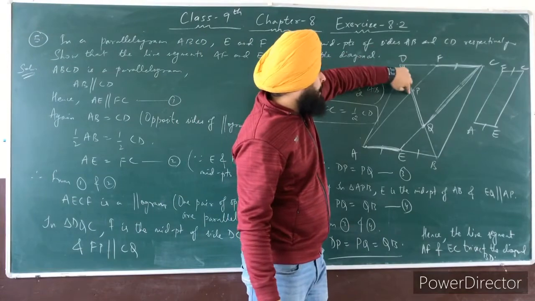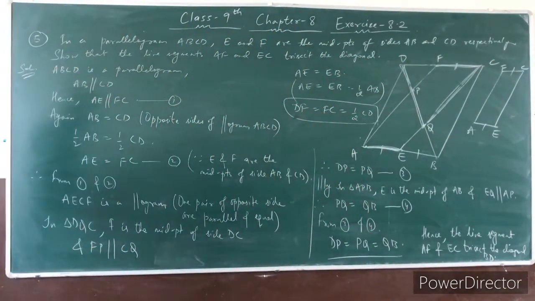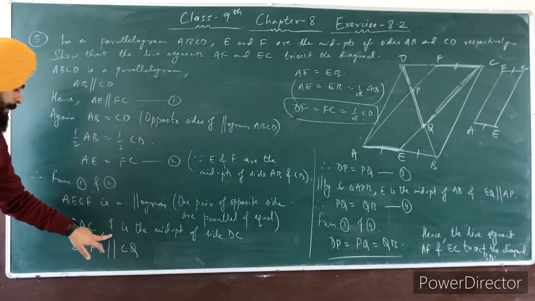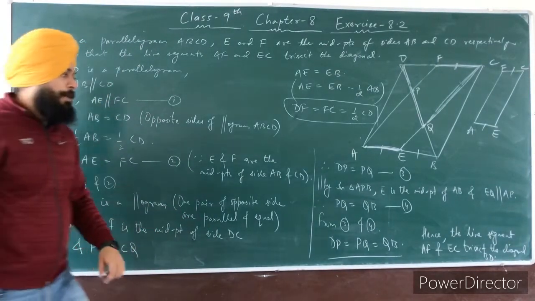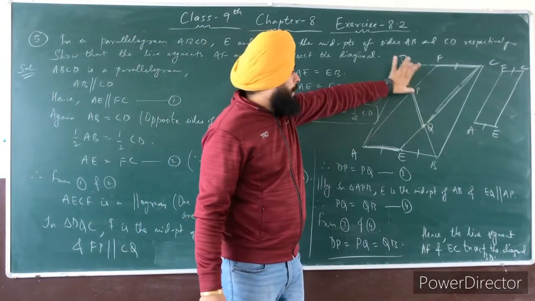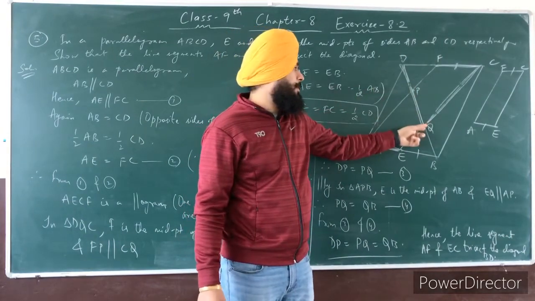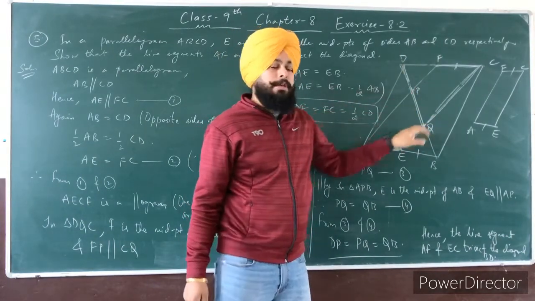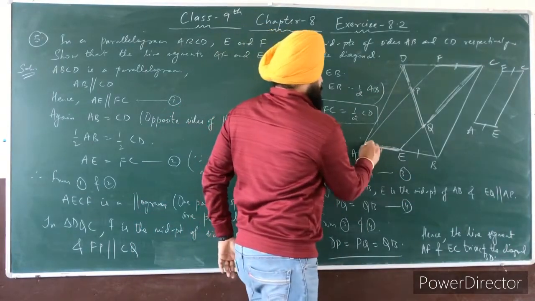So P is also the midpoint of DQ by the converse of the midpoint theorem. You can see here in triangle DQC, F is the midpoint of side DC and FP is parallel to CQ. Therefore, P is the midpoint of DQ. So we can write here DP is equal to PQ. Take this as equation number 3. Now take the other triangle. Which one? This triangle.